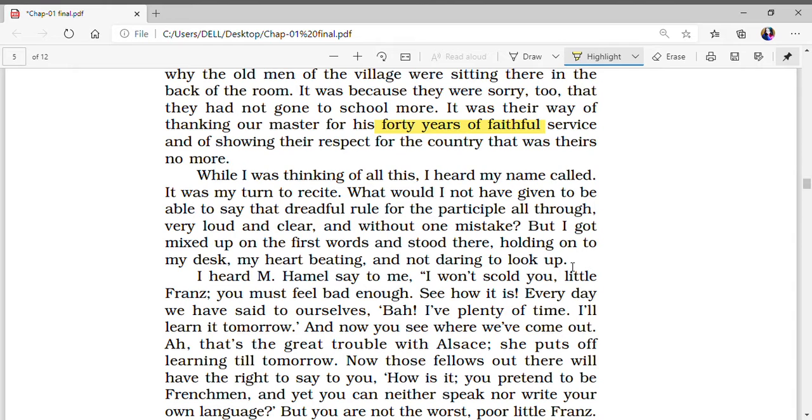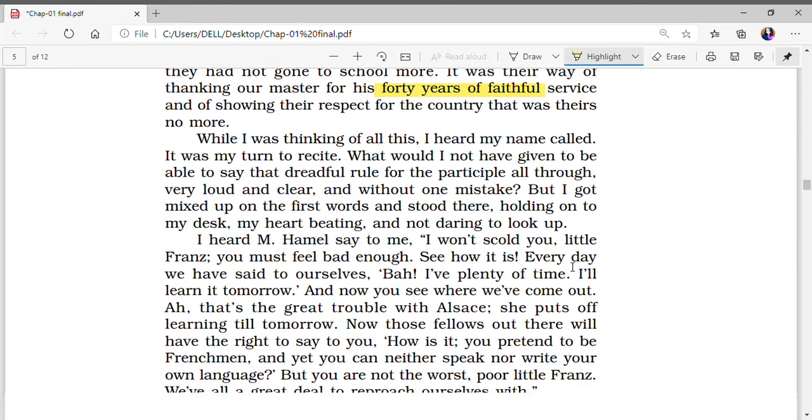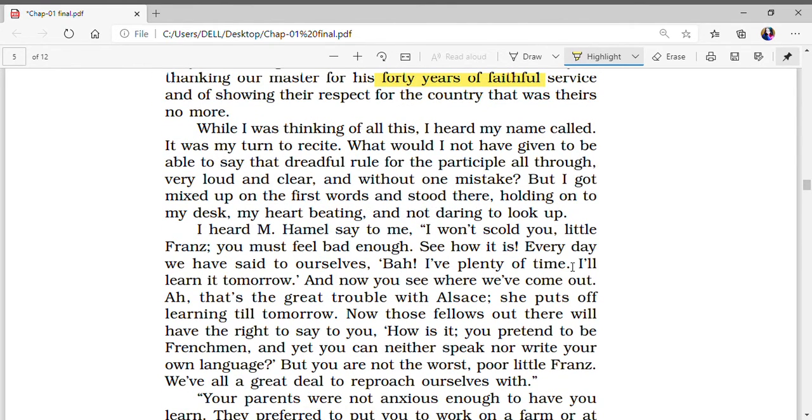And of showing their respect for the country that was theirs no more. And everybody was sorry and everybody was trying to show as much respect for the country and as much respect for the language as possible. Okay, so here you can see how the language is connected to one's identity, all right? And how the theme of linguistic chauvinism prevails, wherein a particular language dominates the other language, and the people who are being dominated feel so sad about this fact. While I was thinking of all this, I heard my name called.